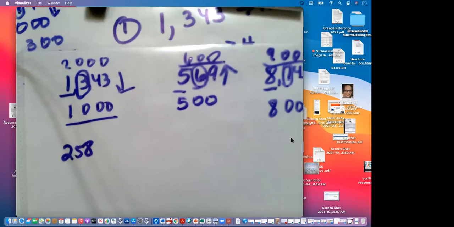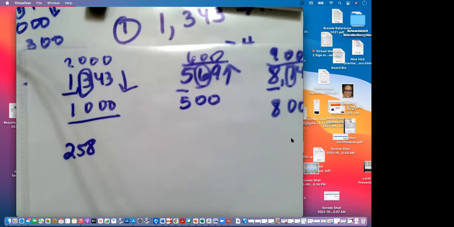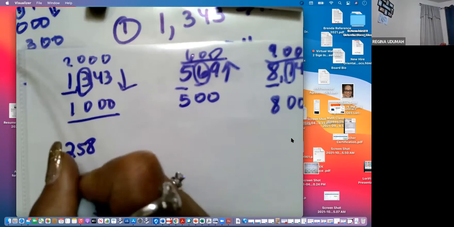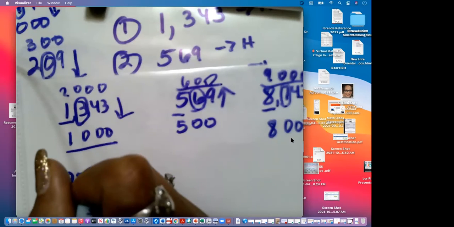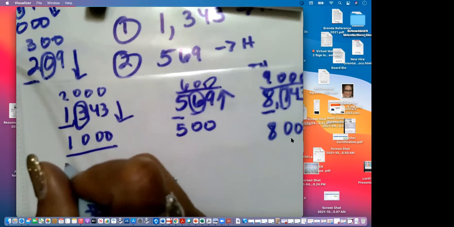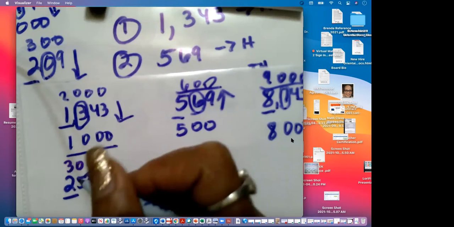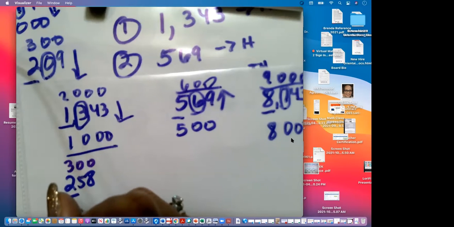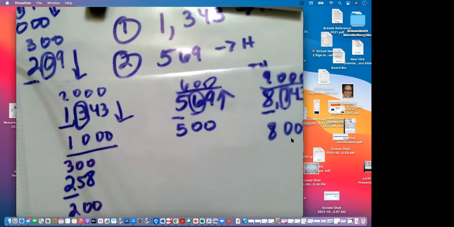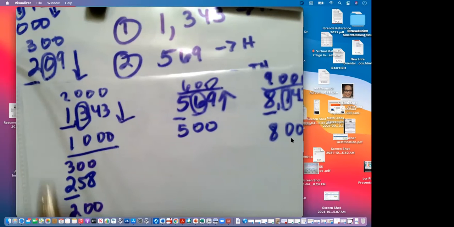Regina, what number's in my hundreds place? It's 2. Okay. What's 100 more than 200? It's 300. And what's 100 less than 300? 200. So my range is between 200 and 300.